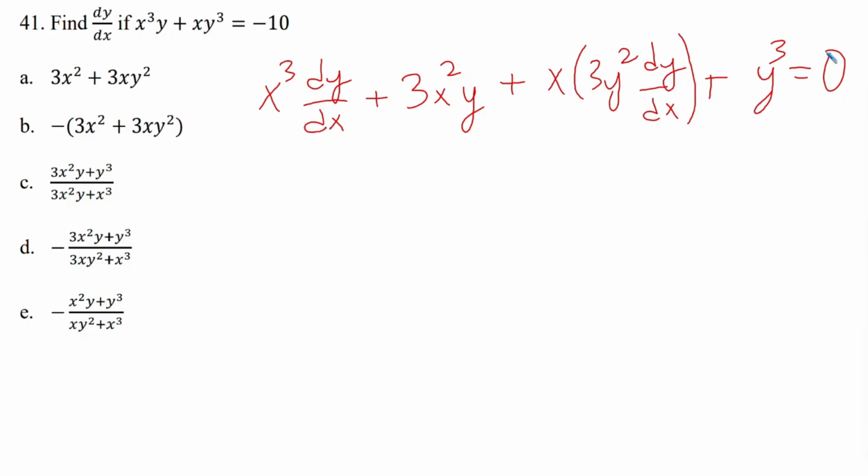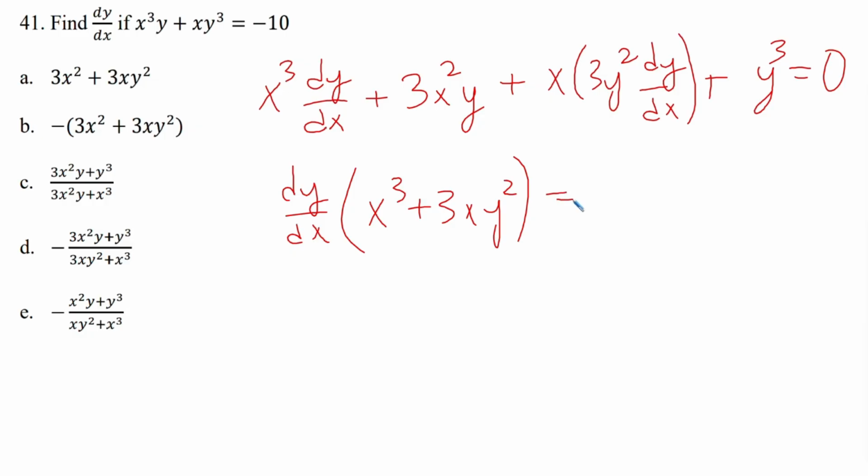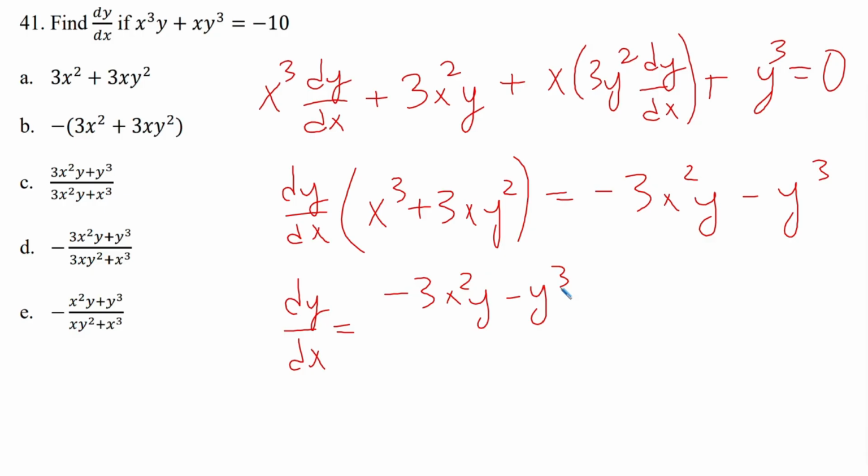Now we'll gather all of our dy dx terms on one side. I'll keep them on the left-hand side here. So we have dy dx times x cubed plus 3xy squared when we factor out the dy dx. And on the other side, we have negative 3x squared y and a negative y cubed. And when we divide to get dy dx by itself, we'll have negative 3x squared y minus y cubed over x cubed plus 3x y squared.